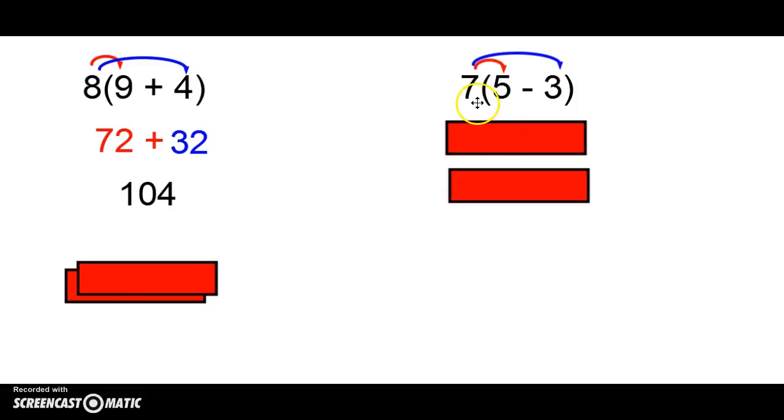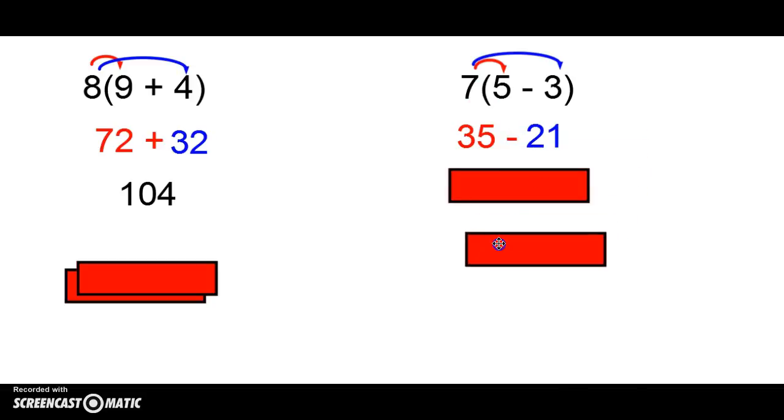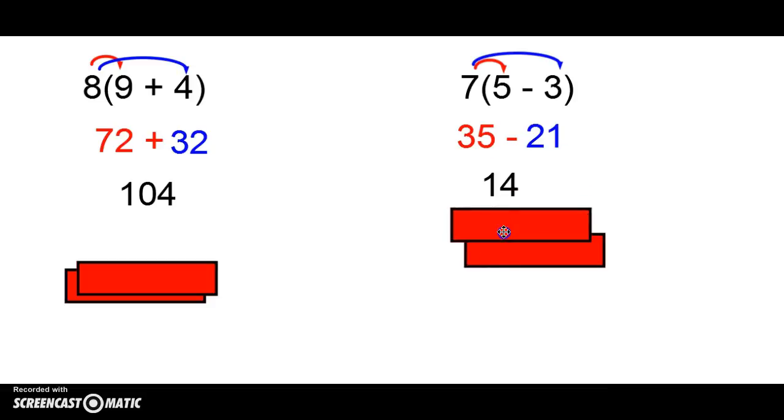Same thing here. 7 times 5 is 35. 7 times 3 is 21. And then you'd subtract. And so when you subtract, you get the answer 14. Or if you did it the other way and did 5 subtract 3 and get 2, 2 times 7 is 14 as well. Next we'll be using variables.